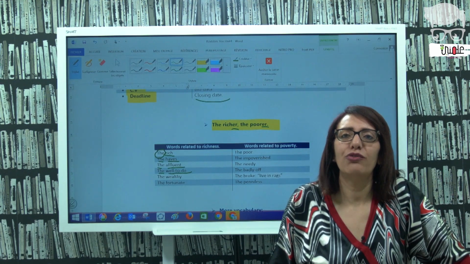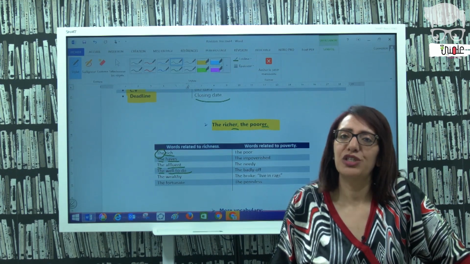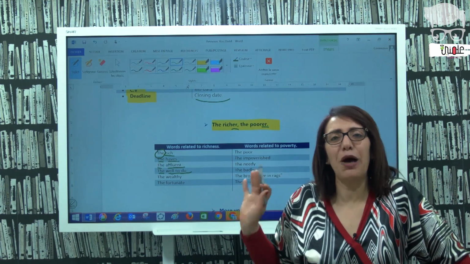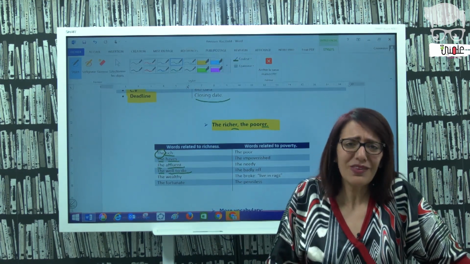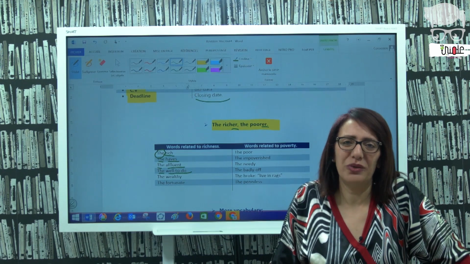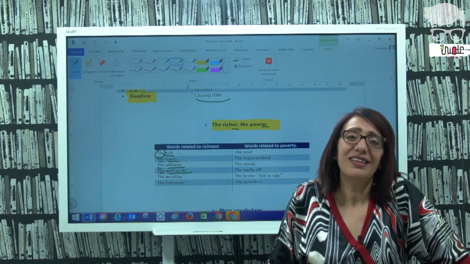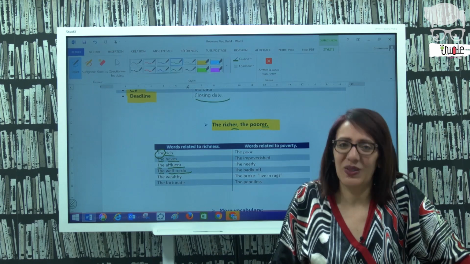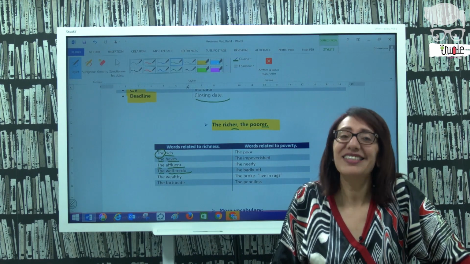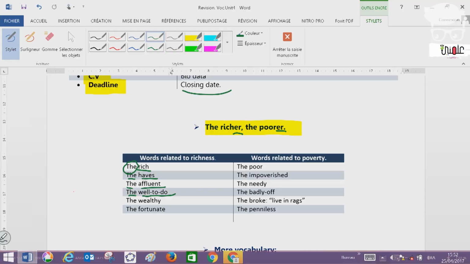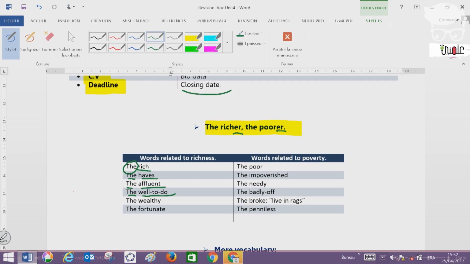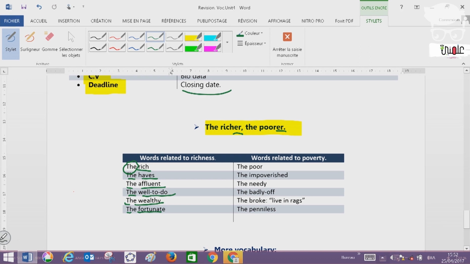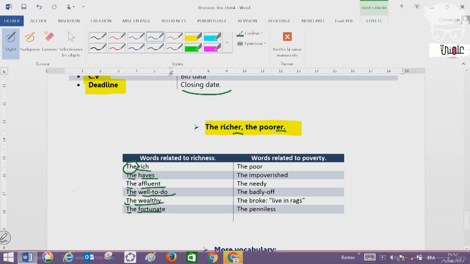Of course, the adverb well coming from the adjective good. We're going to see its opposite in the list of the poor, which is going to be the badly off. But bad with money, right? That means they don't have money, the have-nots. So here are some expressions, so let's follow on. All right, good. We talk about also the wealthy, the fortunate. Okay, right, good.